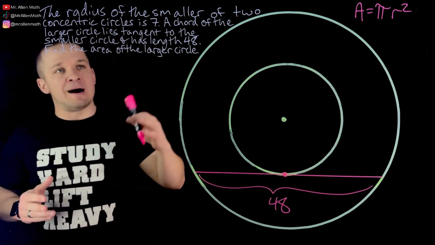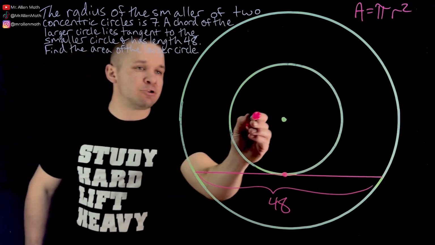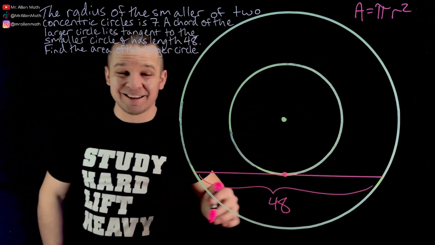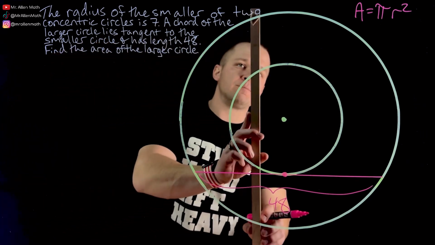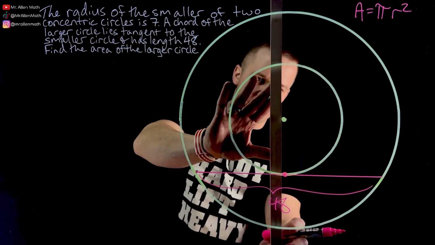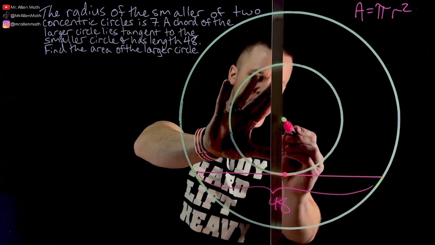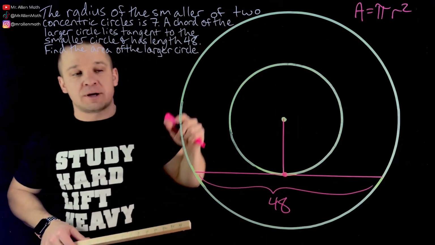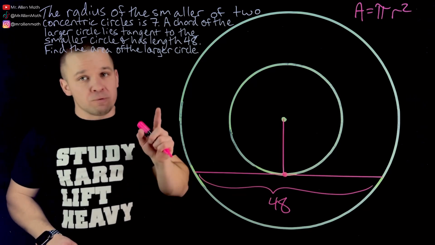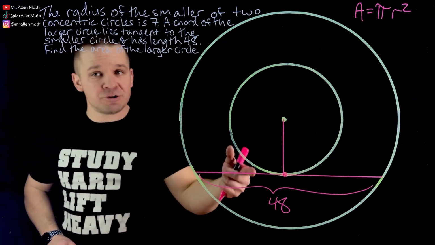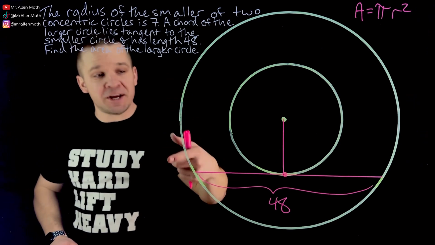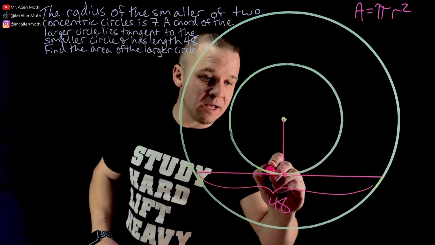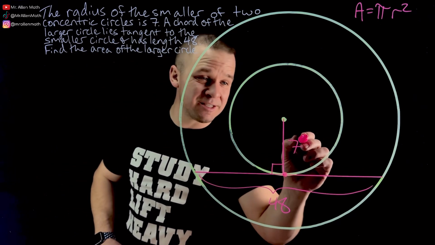Now, the radius is 7. I can draw this radius anywhere I want in this circle. But why draw it right here, straight down to that point of tangency? Why would I want to do that rather than any other infinite location here? Well, a radius drawn to the point of tangency is perpendicular to that tangent, meaning I have a right angle right here, and this is 7.